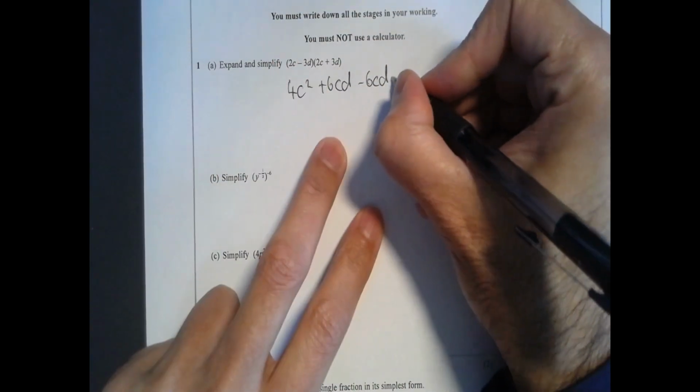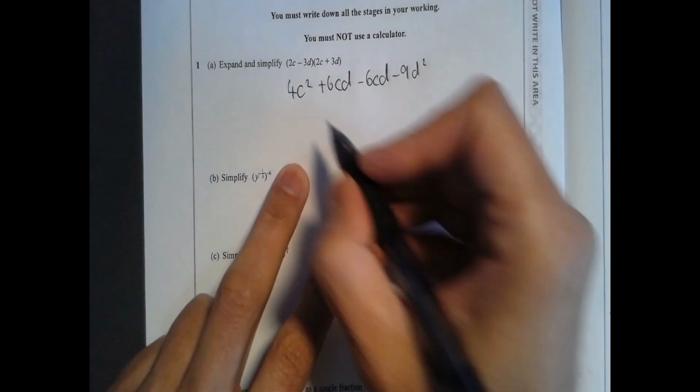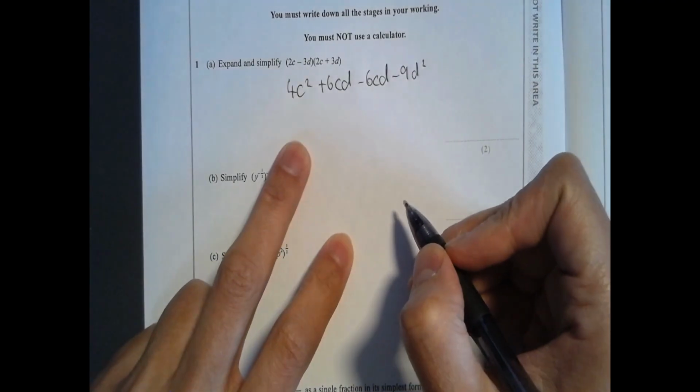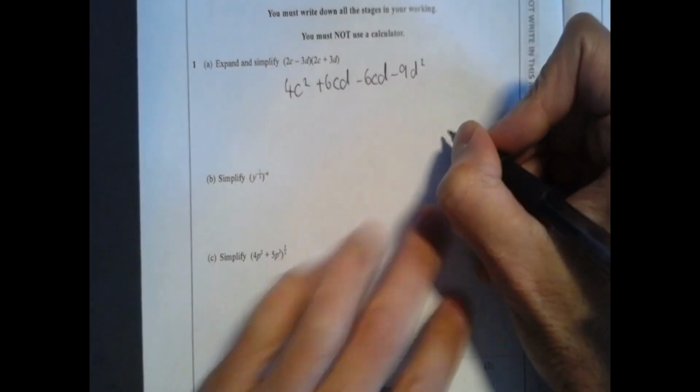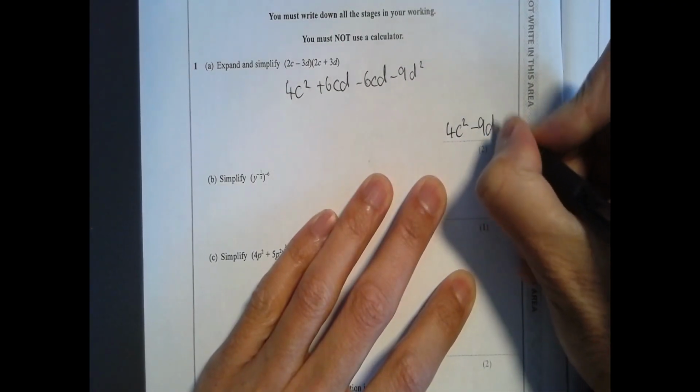But remember, it's going to be take away here, so it'll be take away 9d squared. And you might spot that we can simplify this because 6cd, take away 6cd cancels each other out. So I'm just going to have 4c squared, take away 9d squared for that one there.